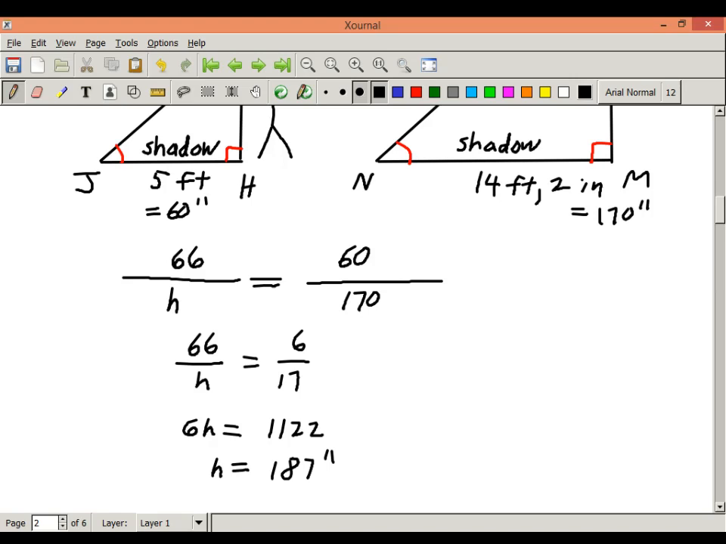Okay, so if we want to change that back into feet and inches, we have to divide this by 12. So it's going to be 15 feet. And then we'll just take 15 times 12, which is 180. So that means we had 7 inches left over. So 15 feet, 7 inches is the height of the flagpole. Okay, so that's an example of indirect measurement.